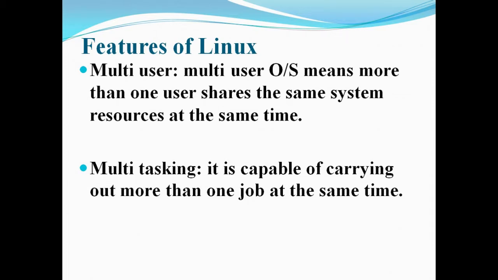Next one is multitasking. Multitasking means multiple jobs or applications. Multiple applications can be open at a time, but only one application can be interacted with by the user at the same time. So the Linux operating system is capable of carrying out more than one job at a time. For example, you might give a command at the command prompt to execute your program. Meanwhile, instead of wasting time, you can open your editor and type your program also. So this is another advantage, another feature of the Linux operating system.